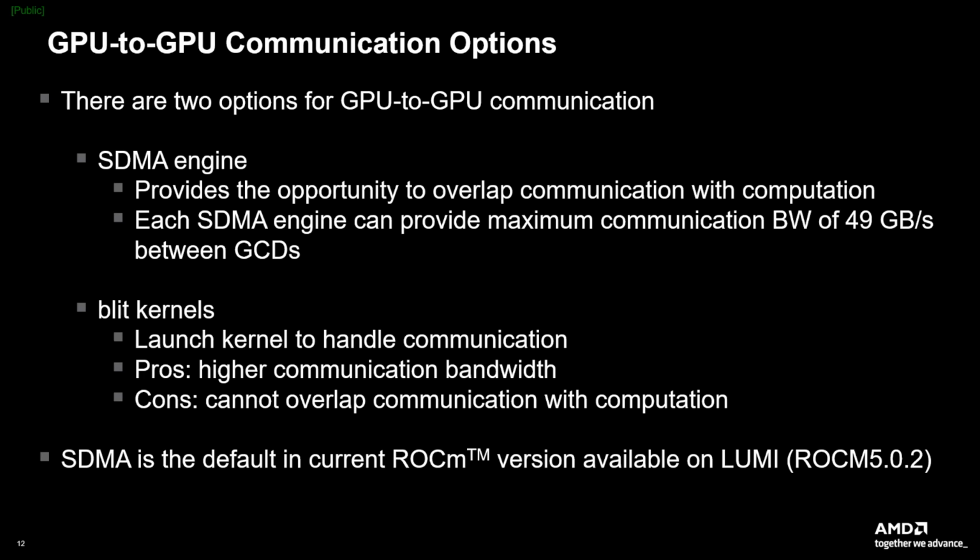Right now, the current ROCm version that is available on LUMI is ROCm 5.0.2, which has SDMA as the default way of communication. Whether you should use the SDMA engine or blit kernels depends on your application. If your application can benefit from overlapping communication with computation, then it's better to use the SDMA engine. Otherwise, if you care more about just bandwidth, it's better to use blit kernels.